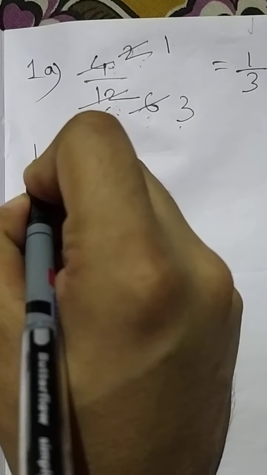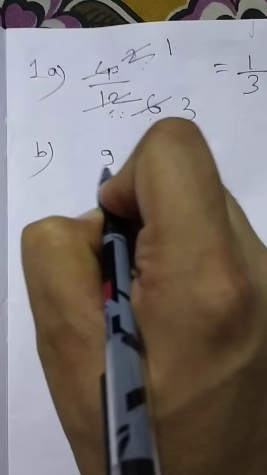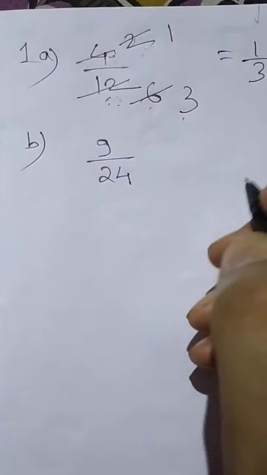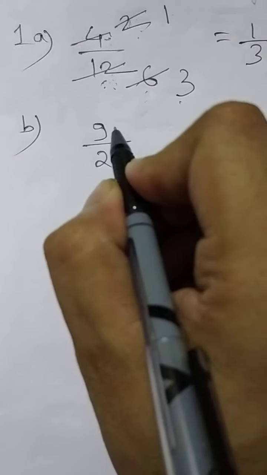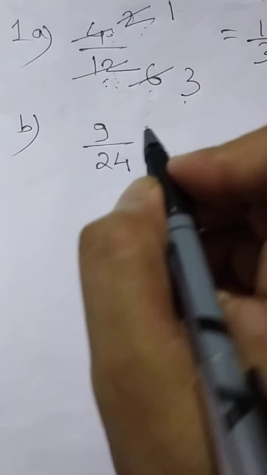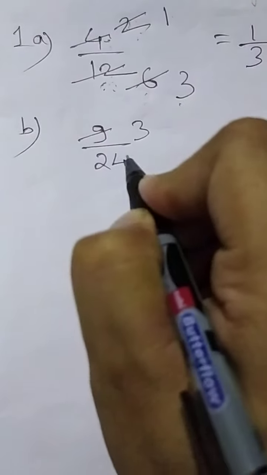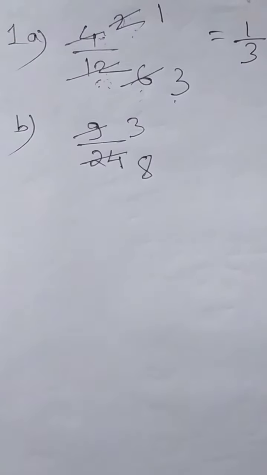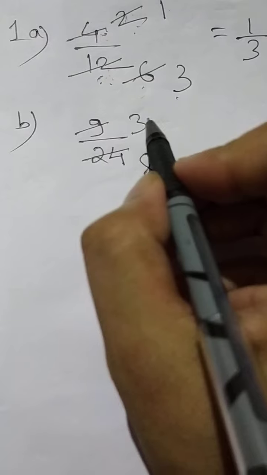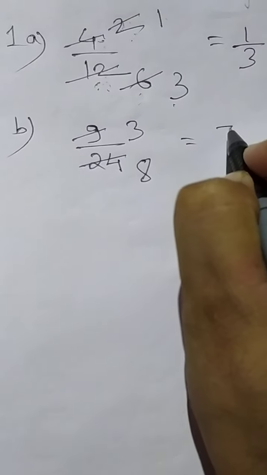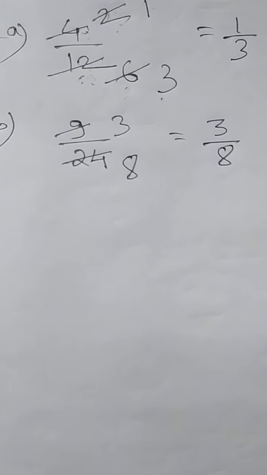Okay, so number B question, 9 by 24. This one we can cancel with 3. 3 3s are 9 and 3 8s are 24. Now this one we cannot cancel, 3 and 8. So this is the lowest term, 3 by 8.